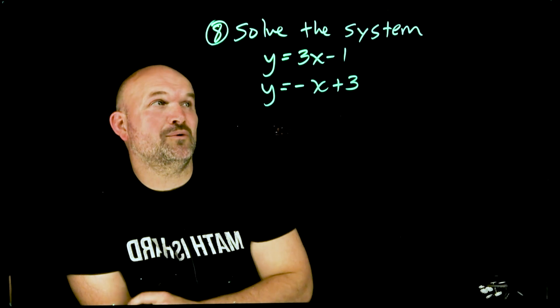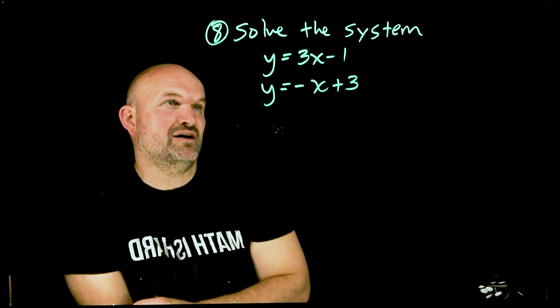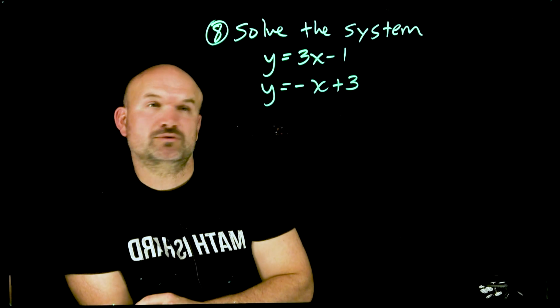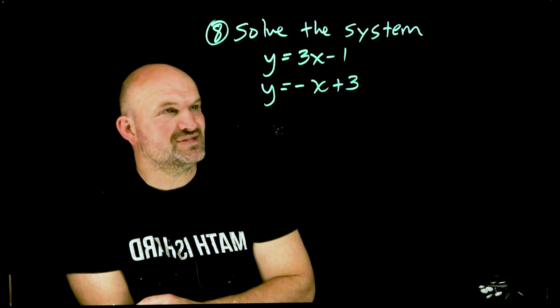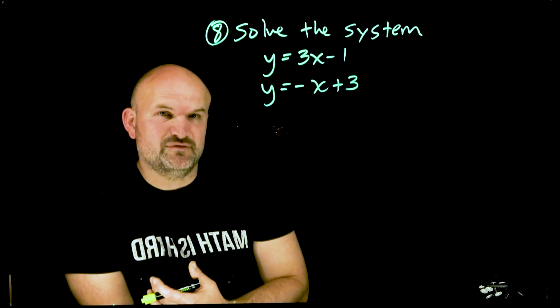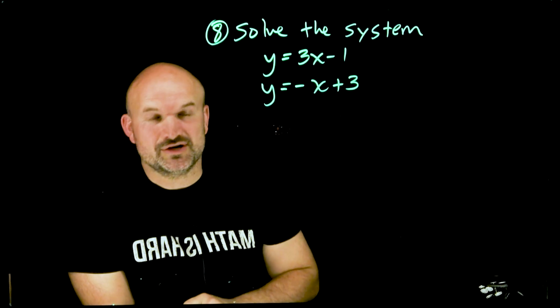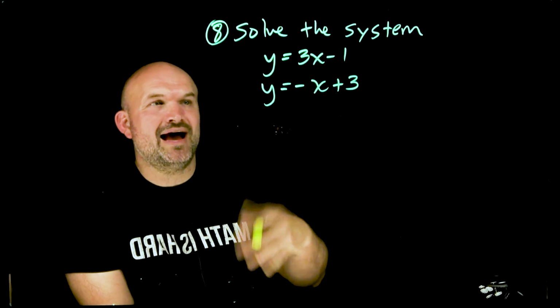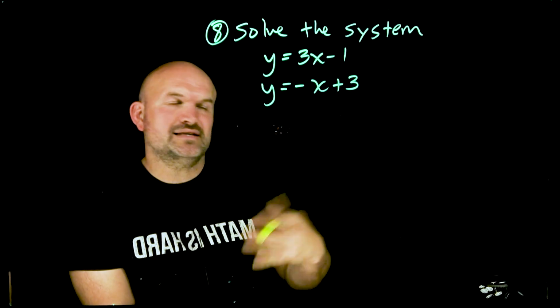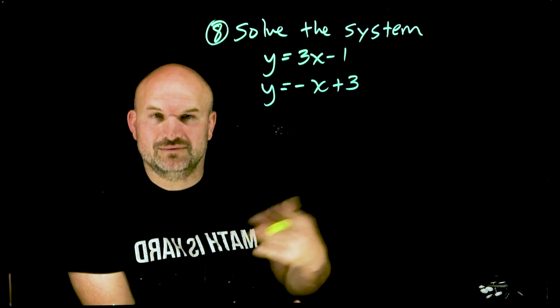All right, now on for number 8 is going to be solving a system of equations. In this case, you can see we have y equals 3x minus 1, as well as y equals -x plus 3. Now, you can solve a system of equations by, remember, graphing, elimination, as well as substitution. But what I tell my students is whenever you have a variable that's already isolated, substitution is going to be the easiest process. So let's go through it that way.